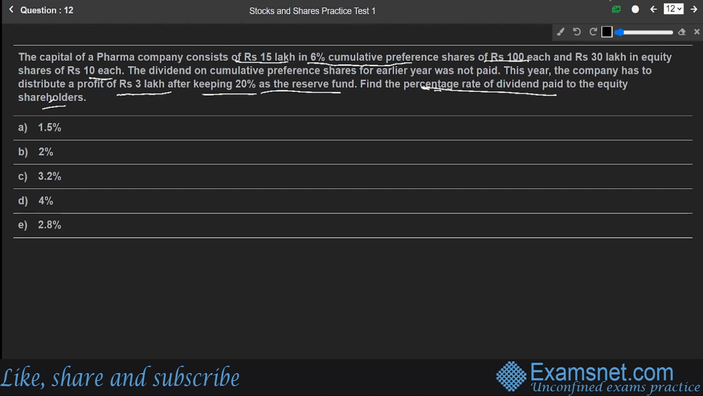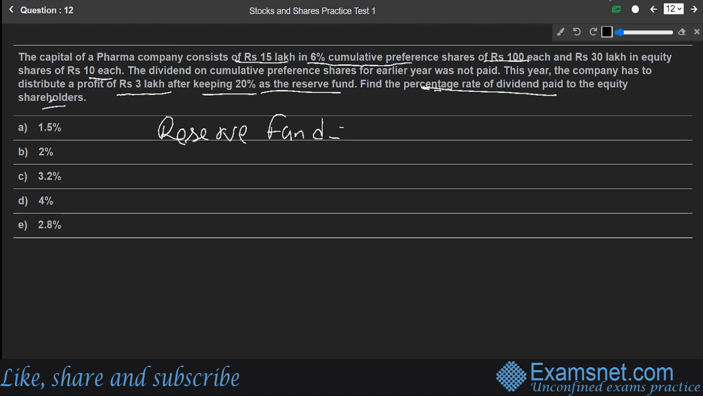First of all, we'll find out how much is the reserve fund. Then we'll subtract that reserve fund from the profit to be distributed, from 3 lakh. So whatever is the profit to be distributed, that will be distributed in both the schemes. We'll find out for the first scheme, and then we'll be able to find out for the second scheme as well. So let us do it one by one. First of all, let us find out how much is the reserve fund.